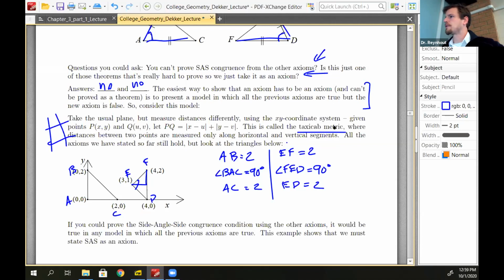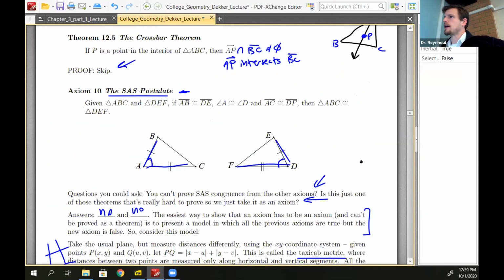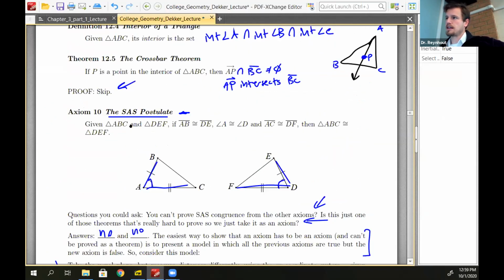All right, so if that wasn't confusing, excellent. If there are any remaining questions about it, just let me know. But hopefully that clarifies a little bit that we have to take the side angle side postulate as a postulate. Again, postulate and axiom do essentially mean the same thing.